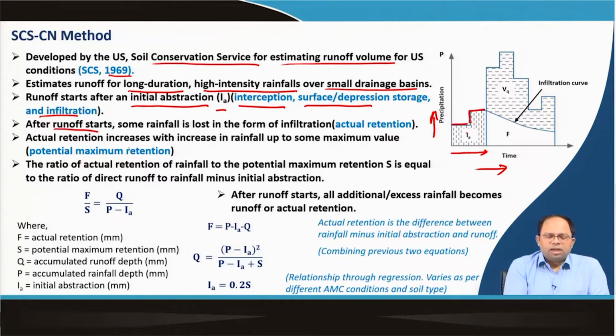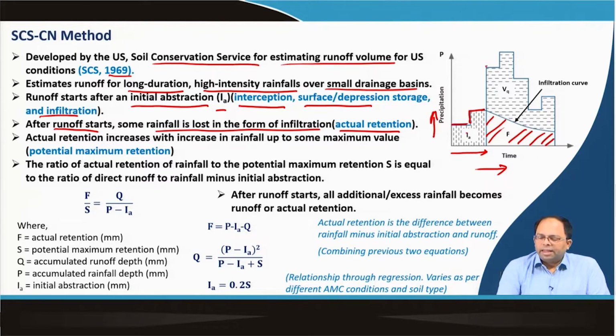Then after runoff starts, some rainfall is still lost in the form of infiltration. That means even after runoff starts, some amount of rainfall goes into the ground, so there is continuous percolation. This is called actual retention, similar to the concept of the coefficients we dealt with in the rational formula, and the rest of the volume is generated as runoff. As you can see in this chart, whatever falls within this area is the infiltration volume. The rest is the volume that generates runoff.